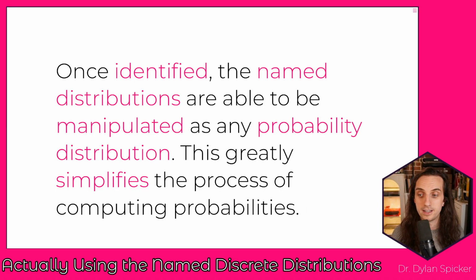So this simplifies the process of computing the probabilities, it simplifies the process of computing the expected values, and allows us to focus on the actual modeling of the situation instead. So being able to recognize when the different named discrete distributions are relevant, and then being able to quickly determine their PMF, their expected value, and their variance, that's going to make discrete probability calculations far easier to deal with.